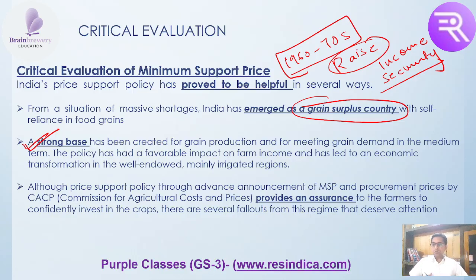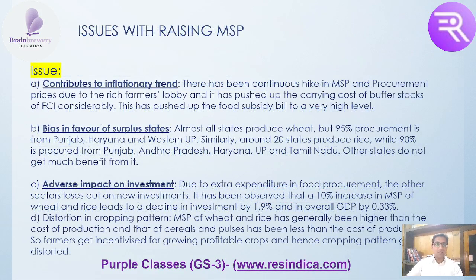And it even led to the use of various inputs like high yielding variety seeds and fertilizer, and we now have a very integrated agriculture system. Here the Commission for Agricultural Costs and Prices has even provided price assurance to the farmer, because now farmers are assured that if they grow the crop they will get a price assurance, and because of that we have become a grain surplus country. But there are issues related to MSP.